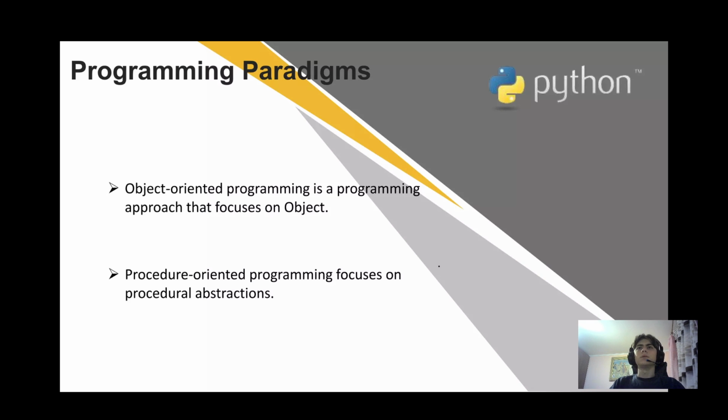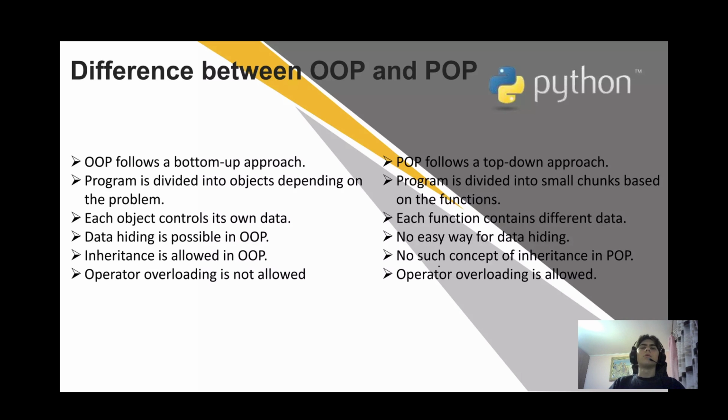Programming paradigms. Object-oriented programming is a programming approach that focuses on objects. Procedure-oriented programming focuses on procedural abstractions. So, what is the difference between OOP and POP? OOP follows a bottom-up approach. The program is divided into objects depending on the problem. Each object controls its own data. Data hiding is possible in OOP. Inheritance is allowed in OOP. Operator overloading is not allowed.